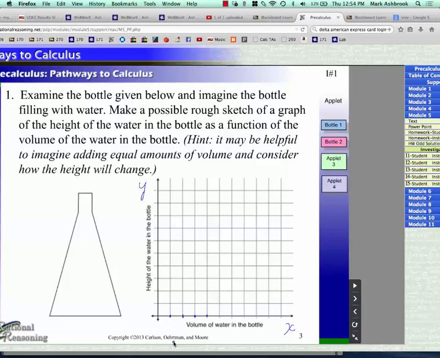Does it go up? Does it go down? Does it stay the same? What's going to happen when we put a little bit in? Alex?